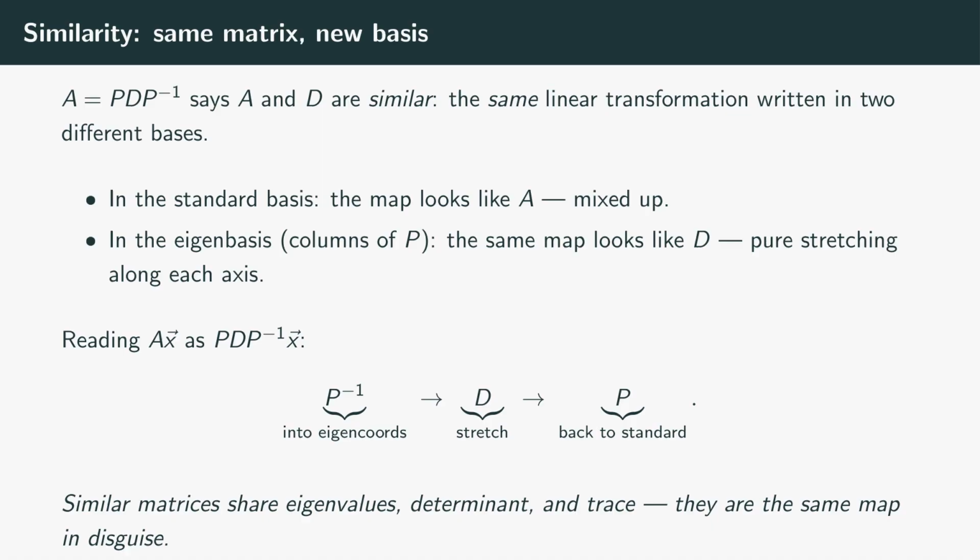Read the product from right to left and you see a three-step story. P inverse translates a vector into eigenvector coordinates. D stretches each of those coordinates by its eigenvalue. Then P translates back to the standard basis. Similar matrices always share the same eigenvalues, the same determinant, and the same trace, because underneath, they are one transformation in disguise.